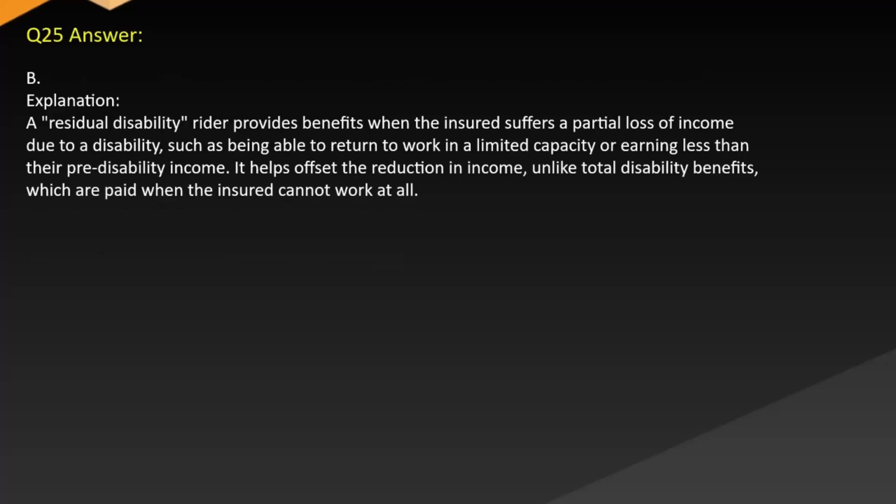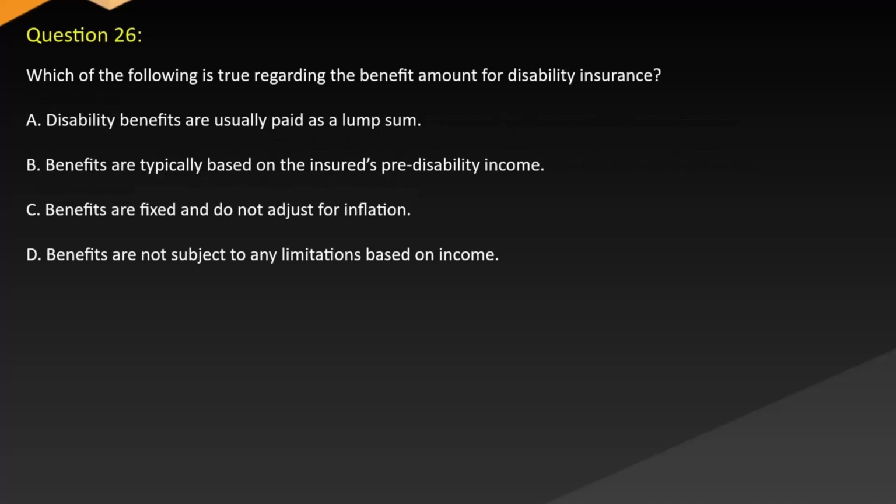Answer B. Explanation. A residual disability rider provides benefits when the insured suffers a partial loss of income due to disability, such as being able to return to work in a limited capacity or earning less than their pre-disability income. It helps offset the reduction in income, unlike total disability benefits, which are paid when the insured cannot work at all.